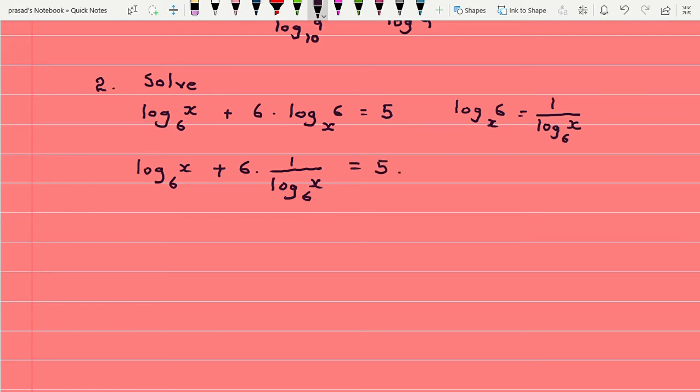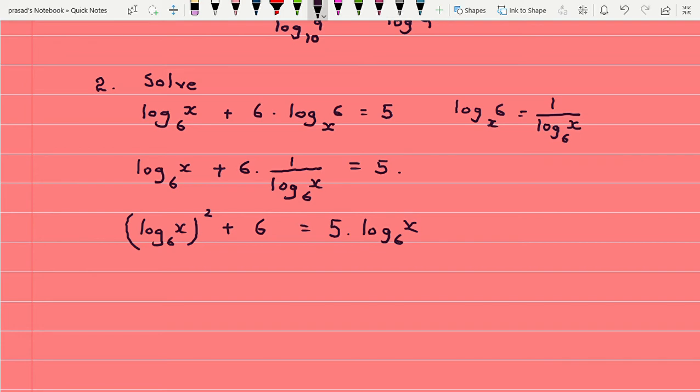Now, I will multiply throughout by log of x to base 6 to get rid of this denominator. So, each term I will multiply by log of x to base 6. That will be log x to base 6 the whole square plus 6. Here log of x to base 6 will get cancelled, and don't forget to multiply on the right hand side also. So 5 into log x to base 6.